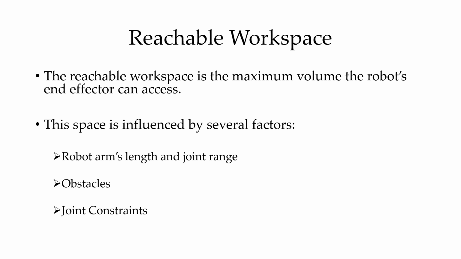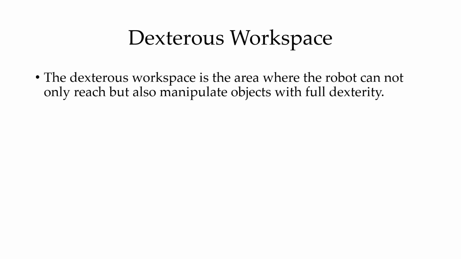So we have studied reachable workspace. Then what is dexterous workspace? That is what we want to see. The dexterous workspace is the area where the robot can not only reach but also manipulate objects with full dexterity. What does it mean? It means the robot can not only reach that space, but also take any orientation and any position. It can access its full degrees of freedom at that space.